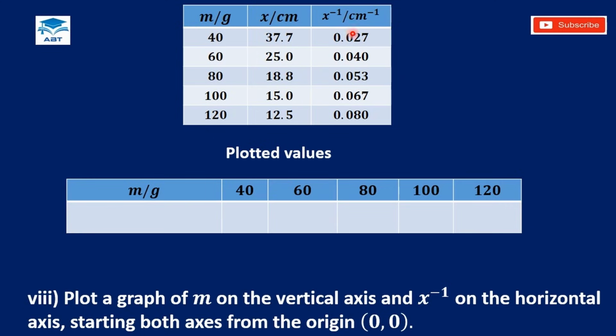We will move this point 1, 2, 3 to the right. So we have 27 over here times 10 exponent negative 3 in standard form, and the unit is per centimeters. So we move this one 1, 2, 3, and have 40, also times 10 exponent negative 3 per centimeters. So the next one will be 53, the next one 67, and the last one is 80, all times 10 exponent negative 3 in standard form.